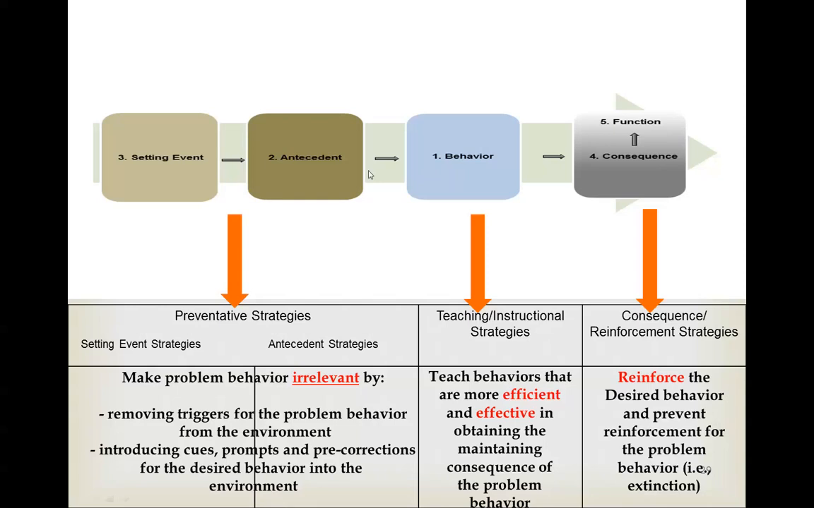Any questions about that? All right, the goal here is to really be clear that setting event and antecedent strategies are preventive strategies, that the behavior component involves explicit instruction in desired behavior, regardless of the tier, and that at all three tiers we're clever about how we manipulate consequences in order to reinforce desirable behavior and put undesirable behavior at the very least on extinction. Any questions? Not in the chat right now.